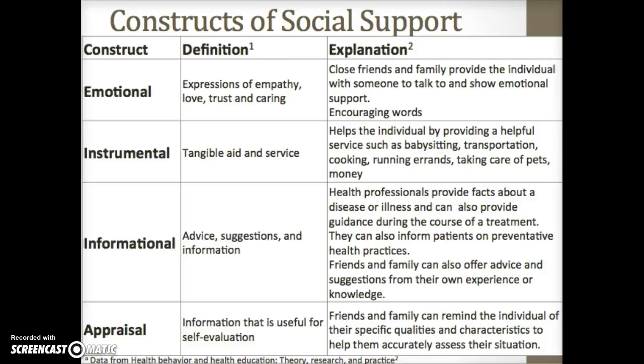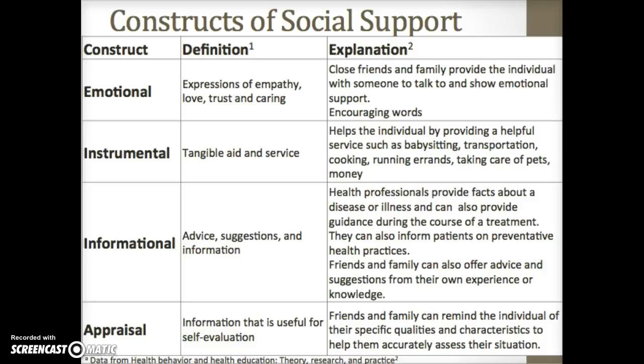Next is informational support. Advice, suggestions, information make up this construct. Health professionals provide facts about a disease or illness and can also provide guidance during the course of a treatment. They can also inform patients on preventative health practices. Friends and family can also offer advice and suggestions from their own experience or knowledge.